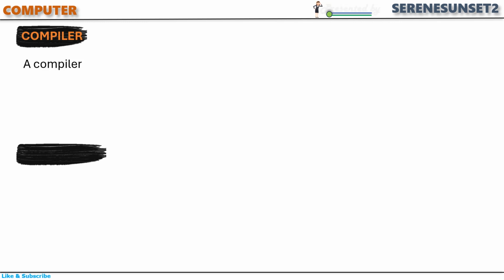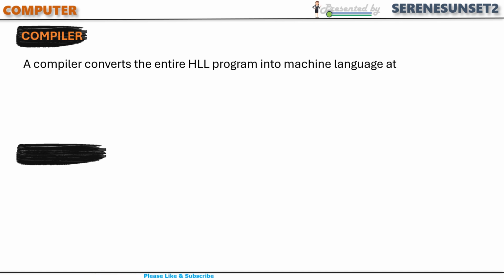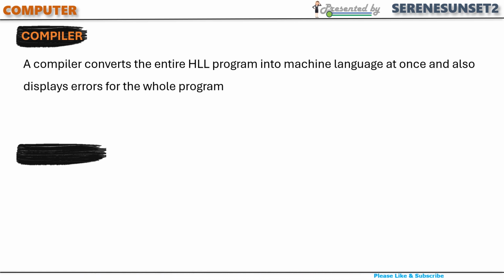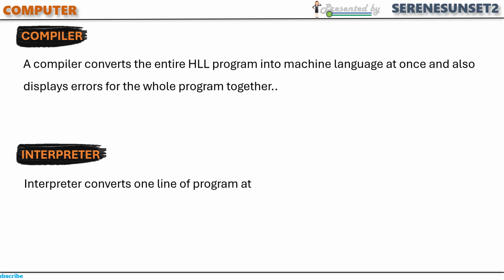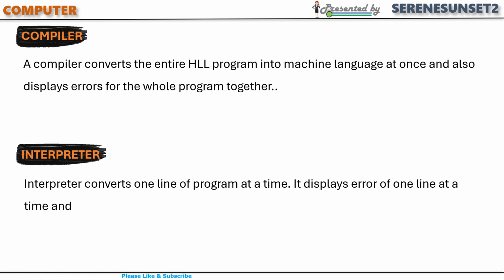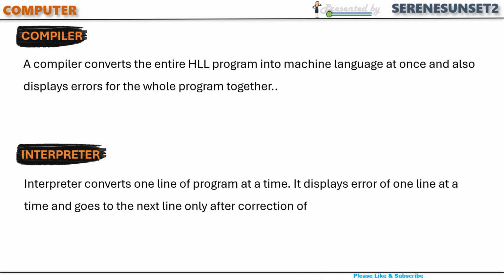Compiler. A compiler converts the entire HLL program into machine language at once and also displays errors for the whole program together. Interpreter. An interpreter converts one line of the program at a time. It displays the error of one line at a time and goes to the next line only after correction of the error.